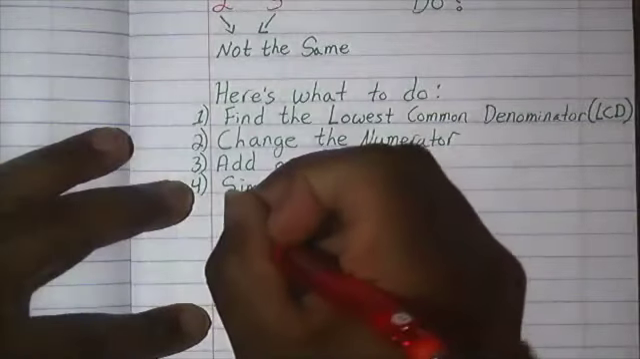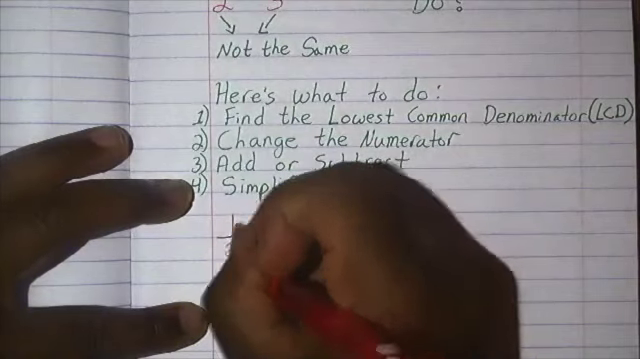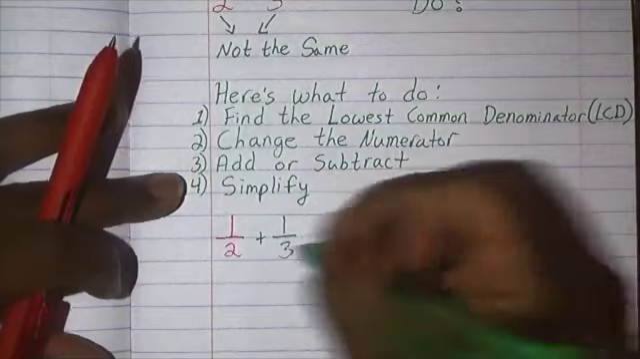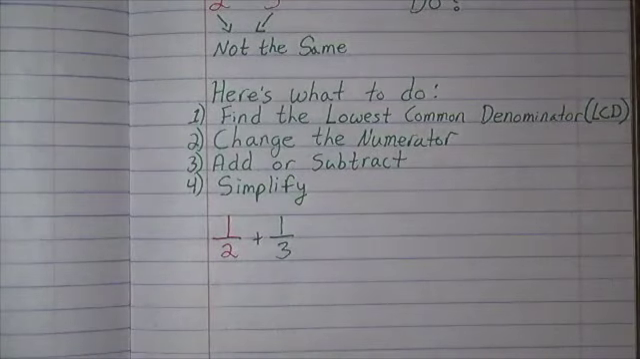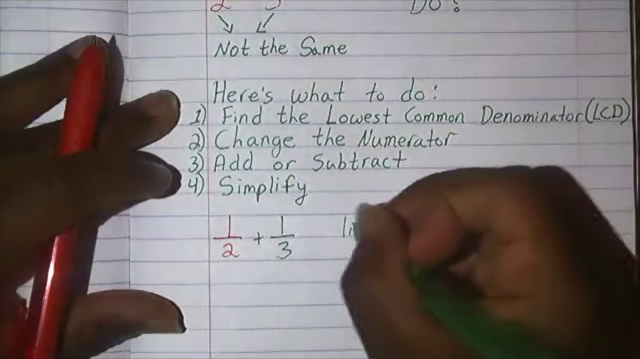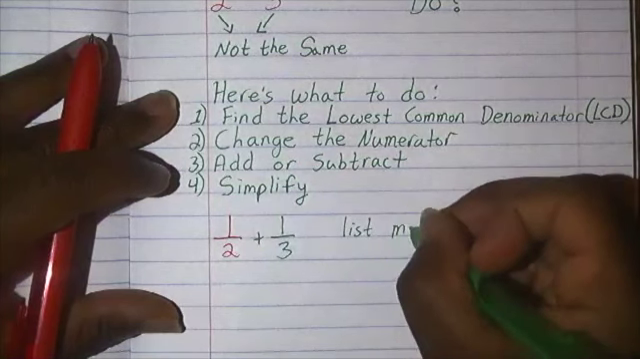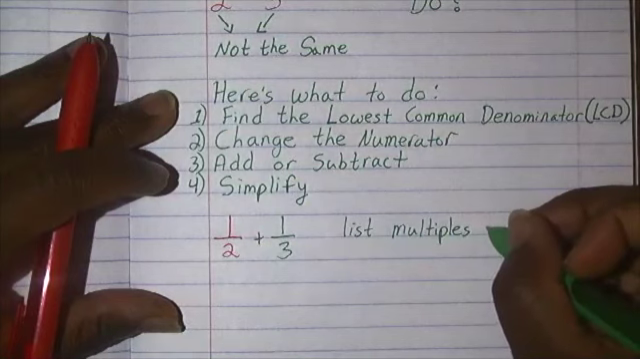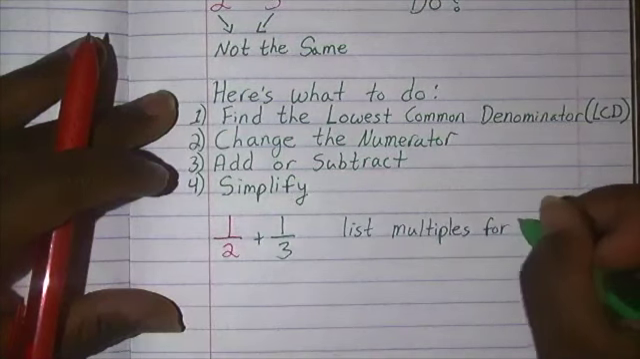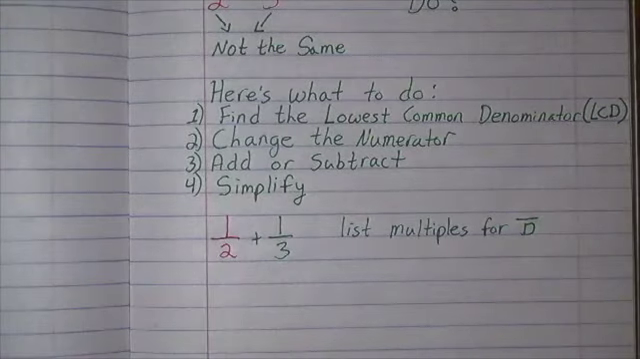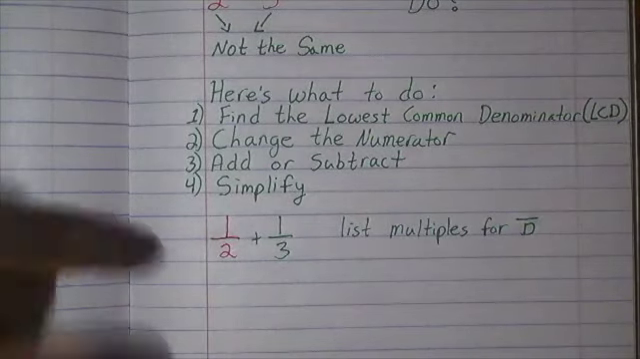So I have 1/2 plus 1/3. When I'm finding the lowest common denominator, that means I need to list the multiples for my denominators, okay? This is my little symbol I use for denominator, the fraction bar and a D underneath it. So list the multiples for your denominators, okay? So what does that look like?